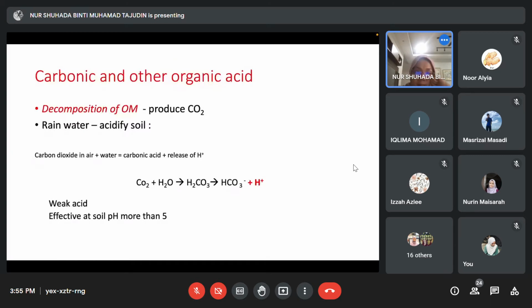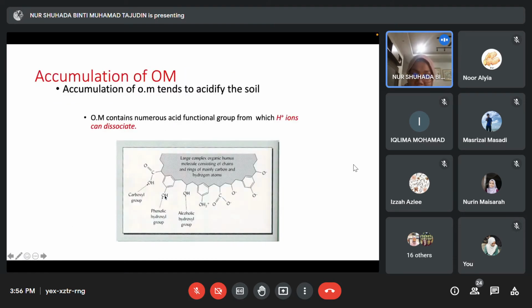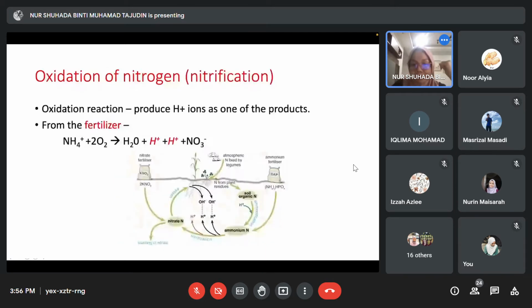Okay, accumulations of organic matter tend to acidify the soil. Organic matter contain numerous acidic functional groups which H plus ion can dissociate, meaning that kalau untuk carbon organic matter, dia ada functional groups macam ni. So when there is a lot of organic matter, it can release that H plus. Dia akan dissociate. Okay. OH ni, it can throw away the H plus and H plus will become in the salt solution. When you determine a pH is in the salt solution tau. Maksudnya H plus that is in solution satu or exchangeable site. Dua tu yang penting.